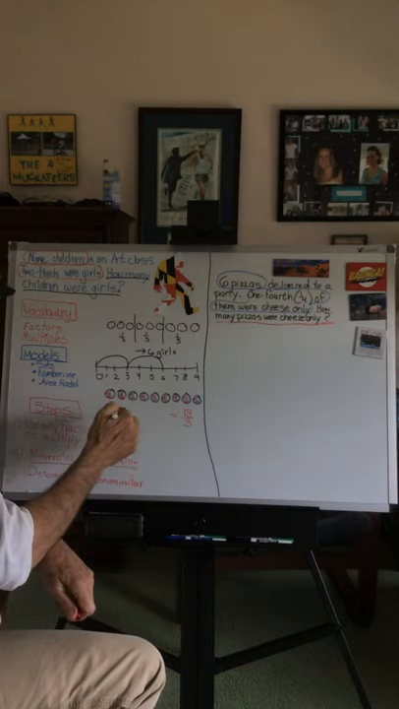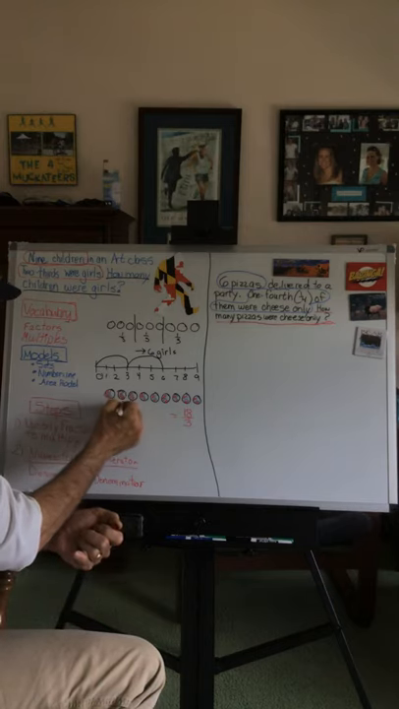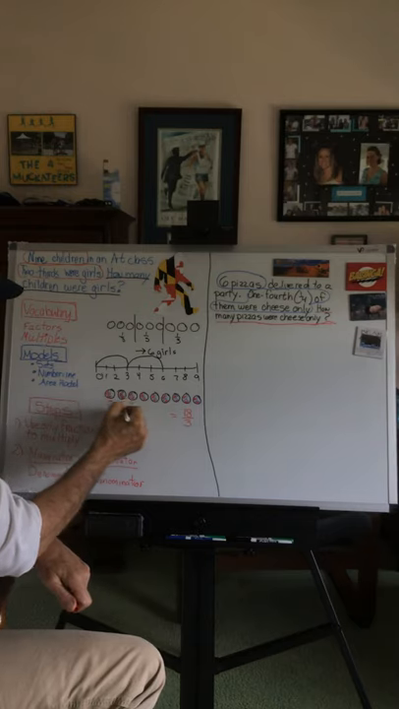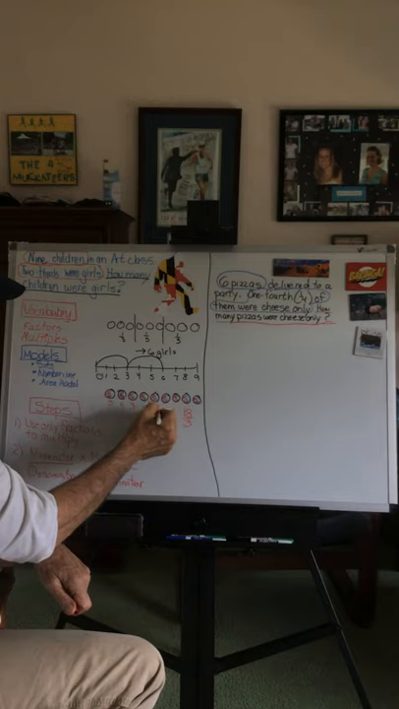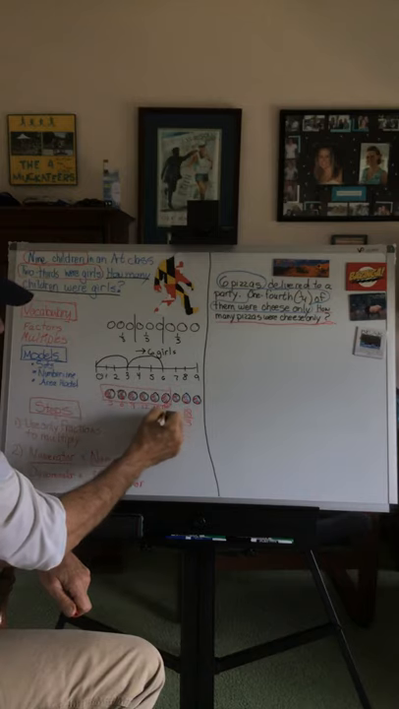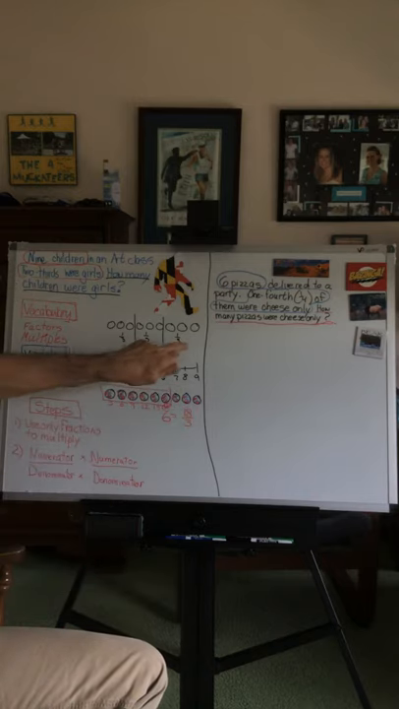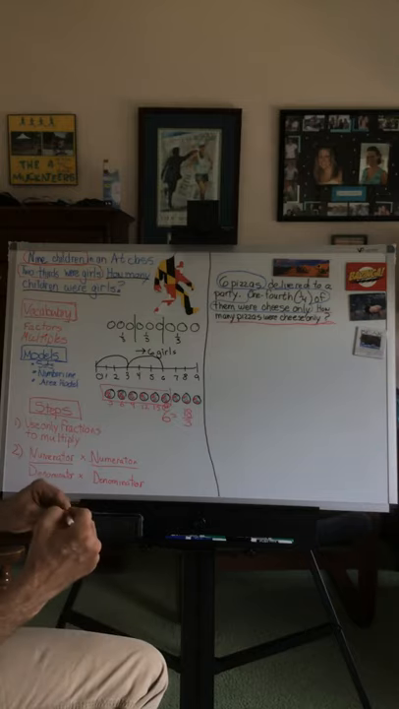If one whole has 3/3, 2 wholes would have 6, 3 wholes would have 9, 4 wholes would have 12, 5 wholes would have 15, 6 wholes would have 18. And there it is, 6 wholes again. Matches the answer from before. So all those ways work.